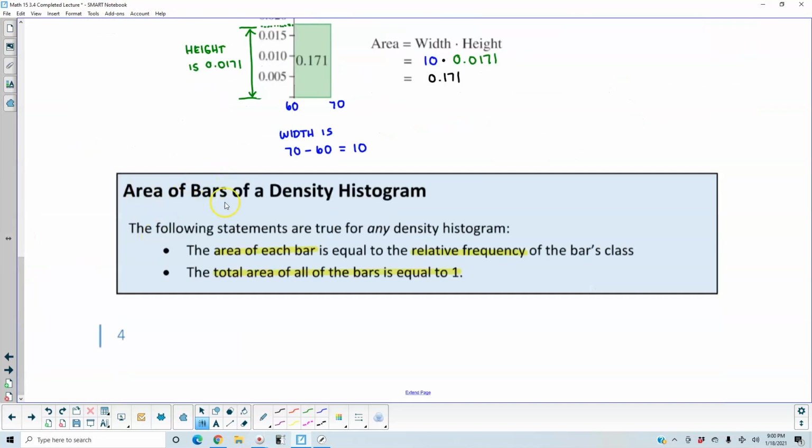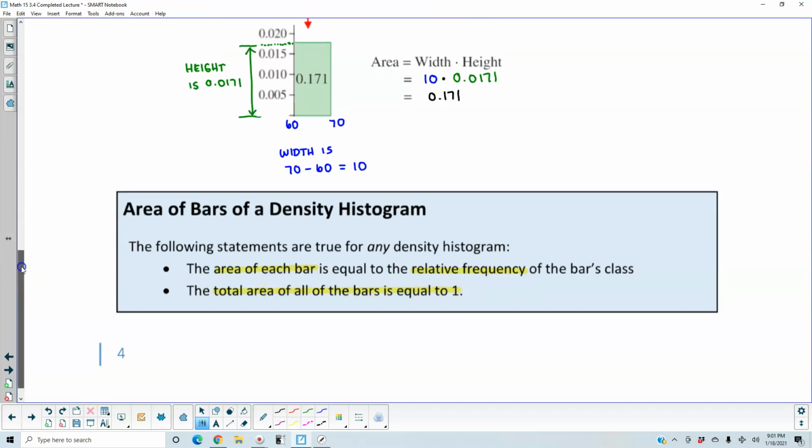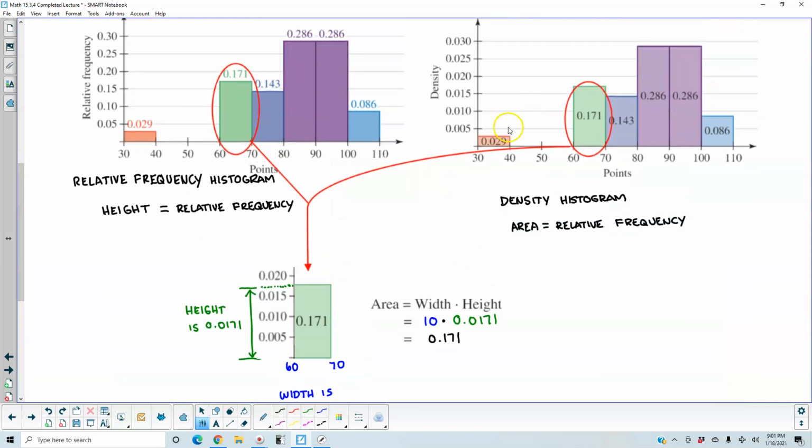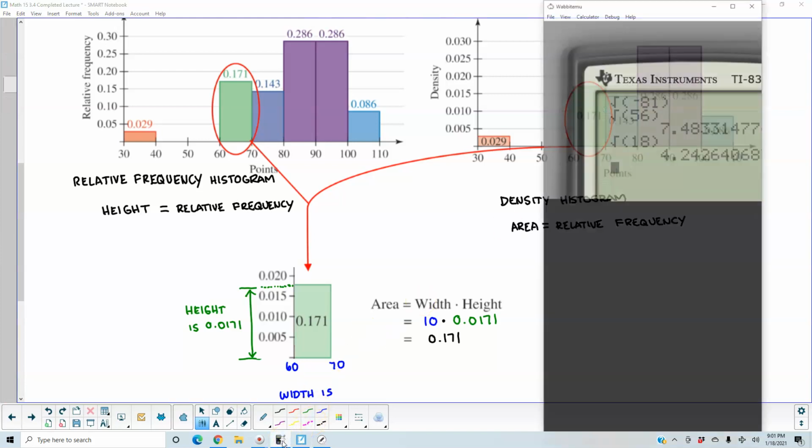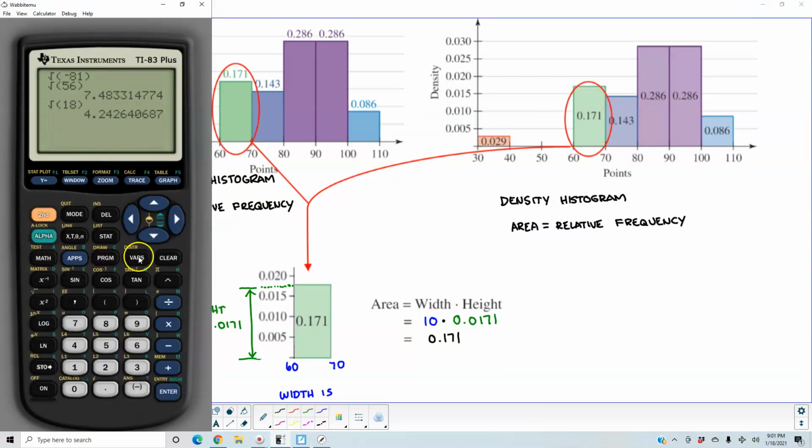So, the area of bars of a density histogram. The following statements are true for any density histogram. The area of each bar is equal to the relative frequency of the bar's class. The total area of all the bars is equal to 1. So, if we go back up here, if we add all these areas up, then that gives us a total area of 1. So let's go ahead and do that.